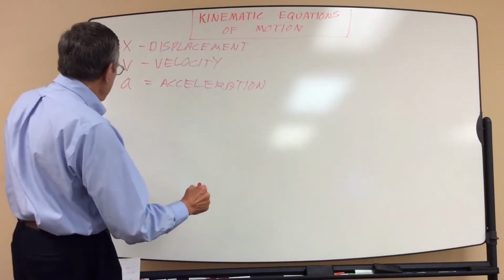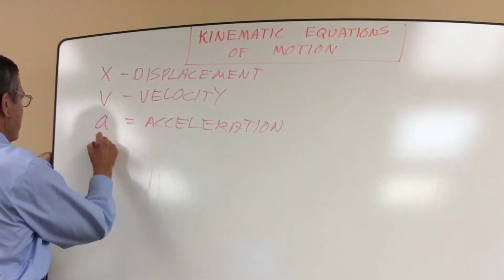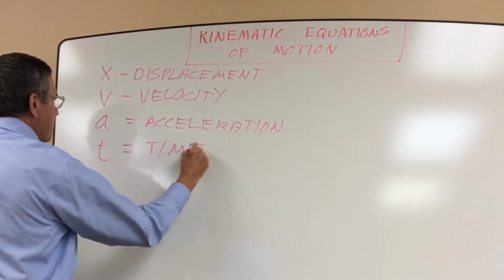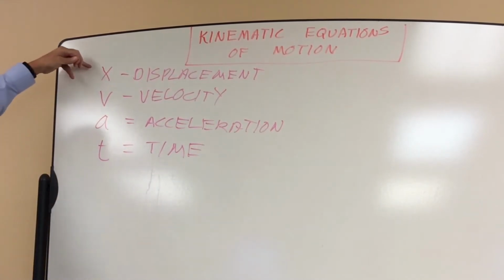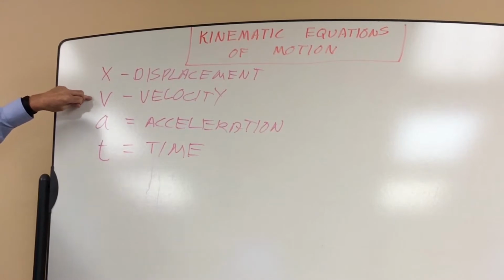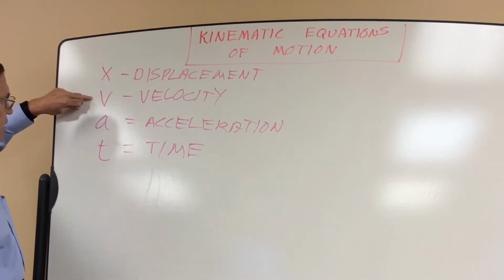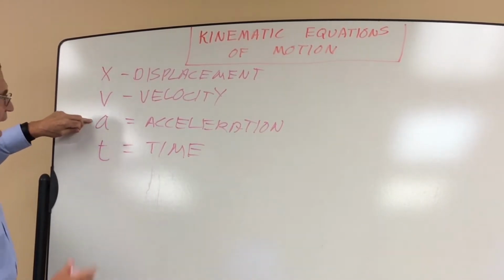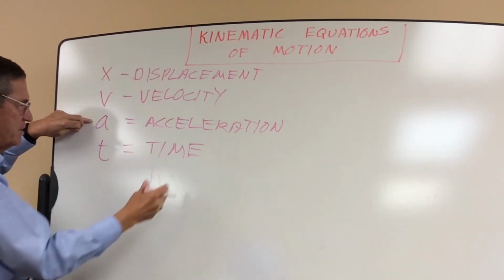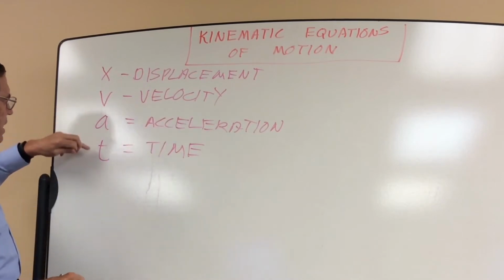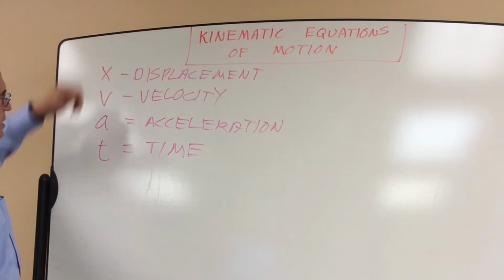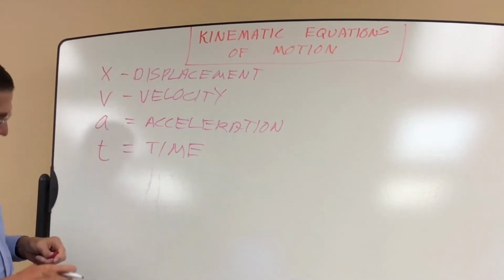And finally, we are going to put time into our analysis, okay? So we have displacement, how far we're going and in what direction. We have velocity, how fast we're going and in what direction. We have acceleration, how fast we are changing our velocity. And we have time that sort of keeps track of everything and relates all of these together. So those are our four variables.